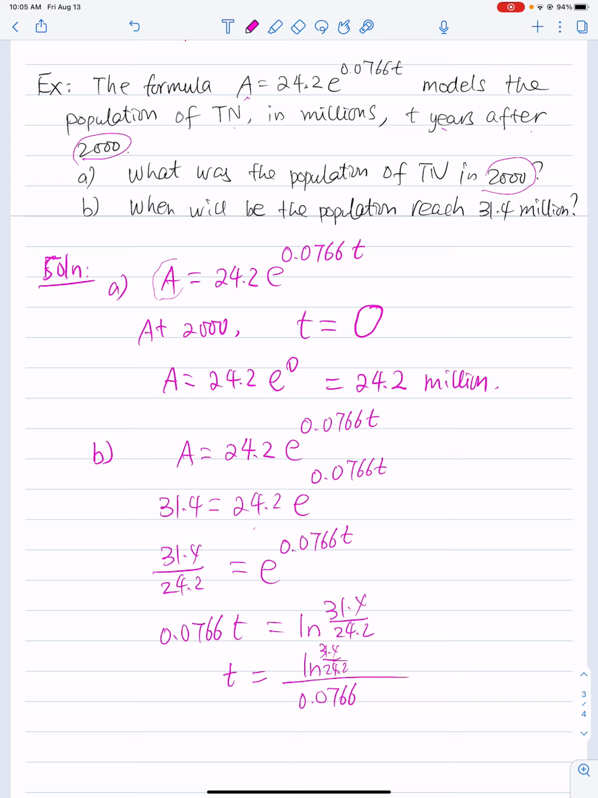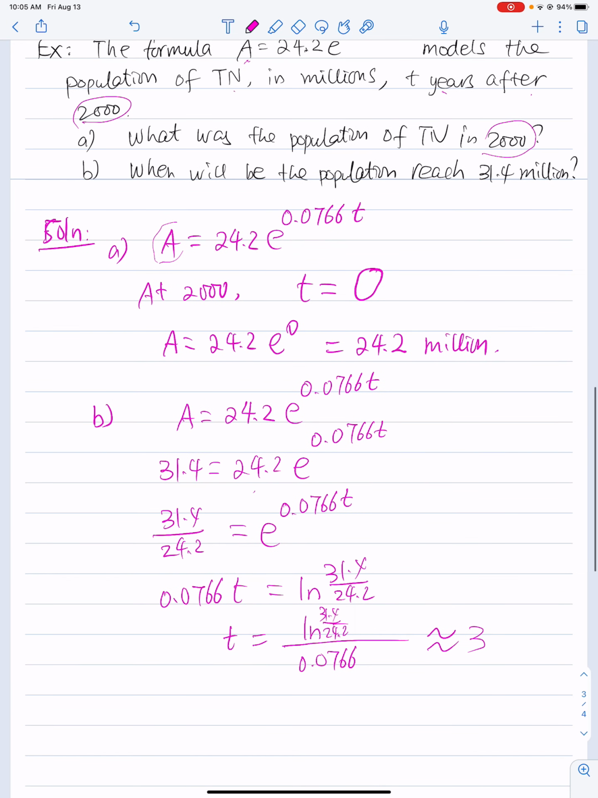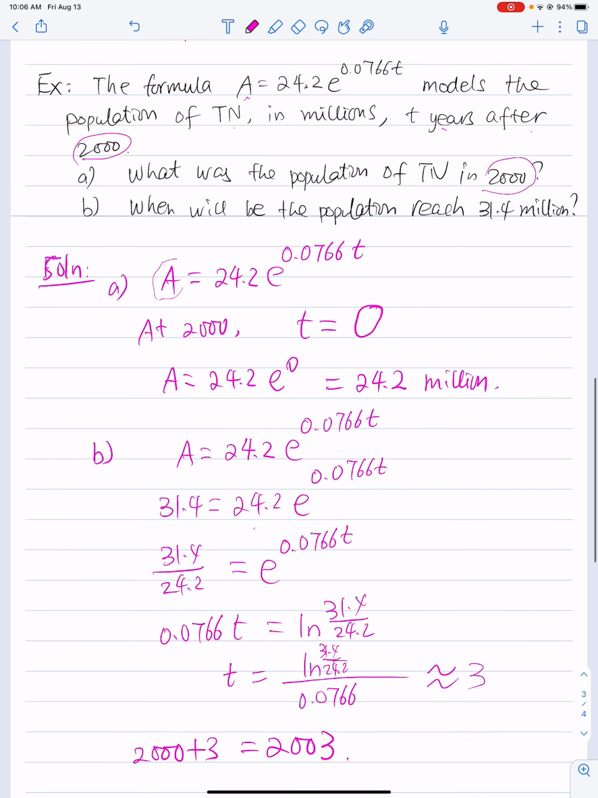Okay, so what will you do? You plug these things into your calculator. What will you get? Maybe around 3. So which year is 2000 plus 3? It will be 2003. You will reach 31.4 million. Okay, so this is the application question.